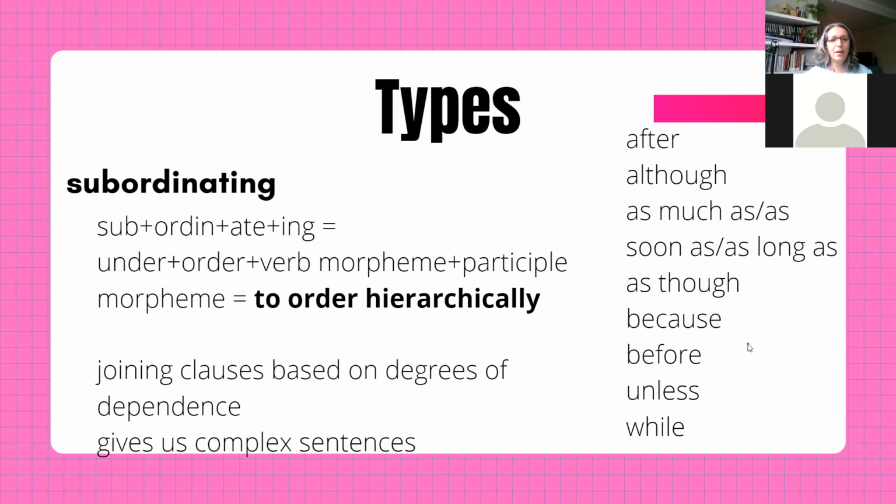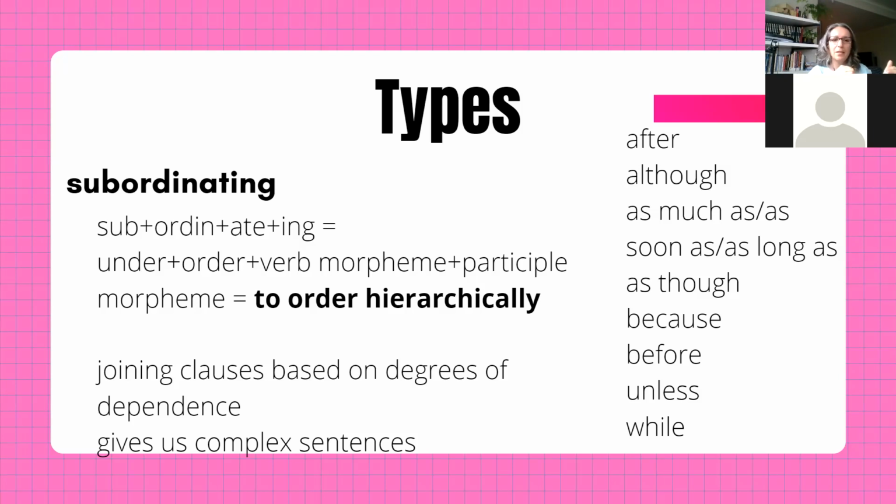And this is the final kind, and it's a subordinating conjunction. And it's a biggie. Subordinating, the etymology is as follows. Sub means under. Ordin is to order. Ate is the morpheme that will create a verb. Ing is the participle form. So together, it means to order hierarchically, which is to put things in order by importance. It joins clauses based on degrees of dependence.